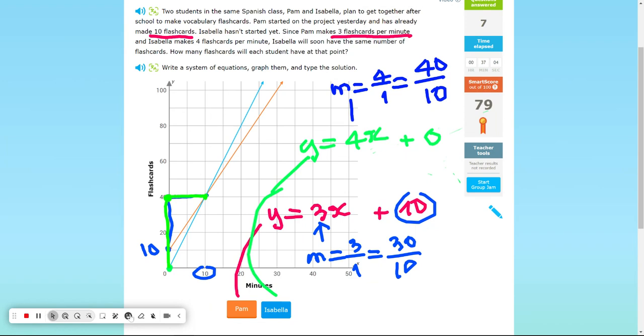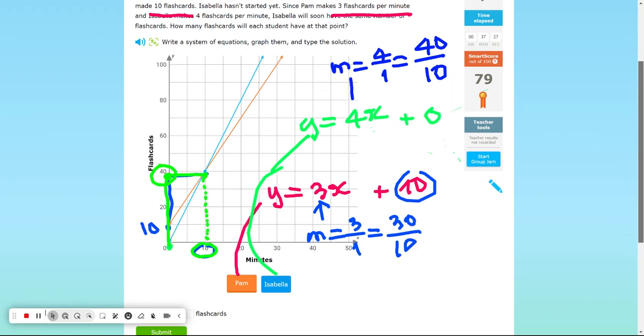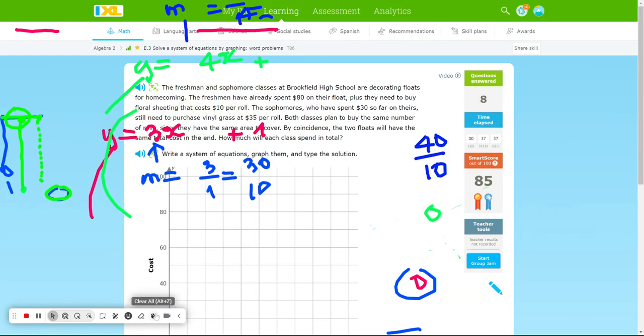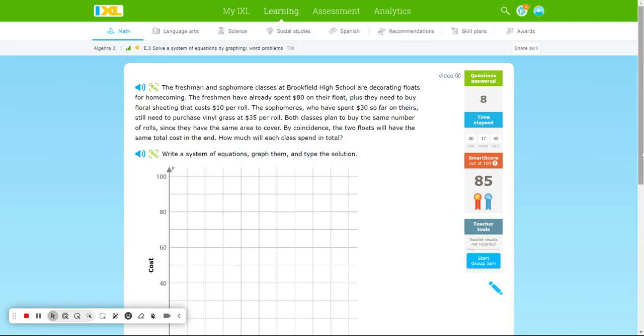Okay, and then you can see over here both of them should have the same number of flashcards, 40, after 10 minutes. All right, so let's see the question over here. What do they ask? How many flashcards do they have when both of them have the same number of flashcards? So the answer should be 40. So I go to the box, I put down 40, I submit, and I should be correct. All right, here we go. Done. Okay. We're almost done.